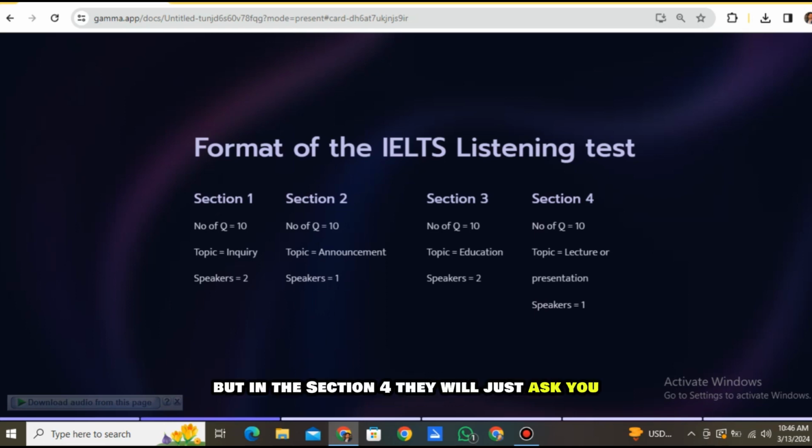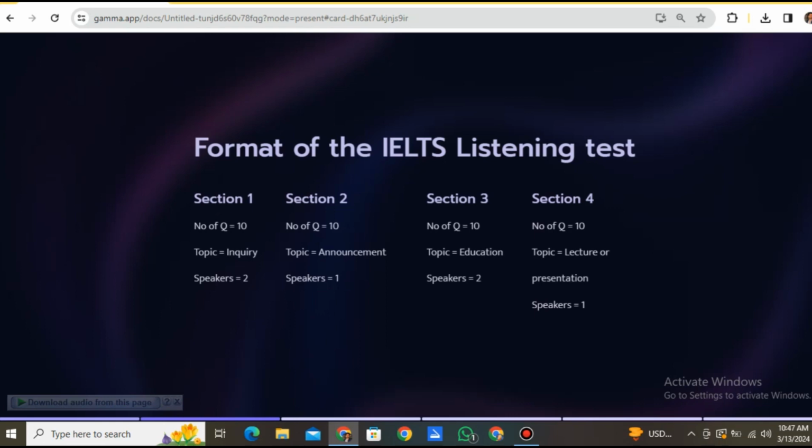But in section 4, they will just ask you at the beginning to look at questions 31 to 40. There will be no break between them. So you need to be a little bit sharp in the whole listening test, because you have to do 2 to 3 things at the same time. You will be listening, you will be writing, and you should be understanding at the same time.